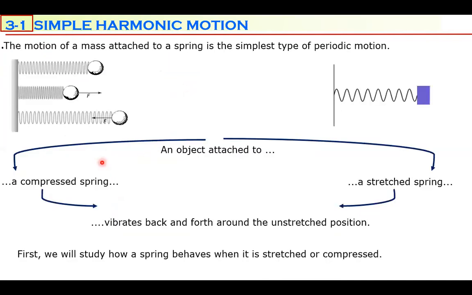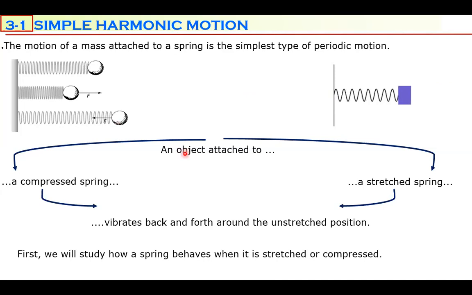And the motion of a mass attached to a spring is the simplest type of periodic motion. If you see an object attached to a spring going back and forth over the same path, this is the simplest type of periodic motion, and we will study this in this section. Of course, to understand the characteristics of this motion, we should first understand how a spring behaves in some circumstances. So we should learn about the spring first.